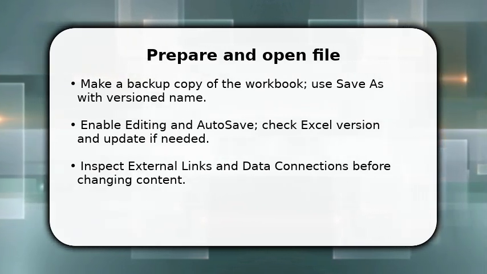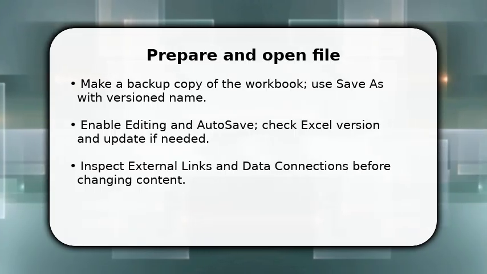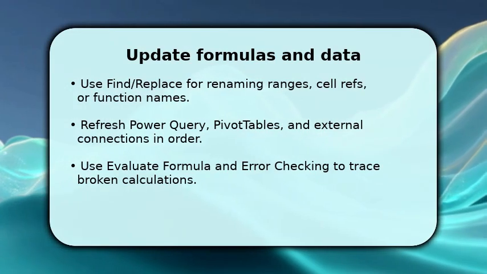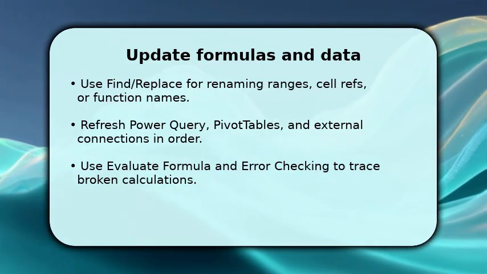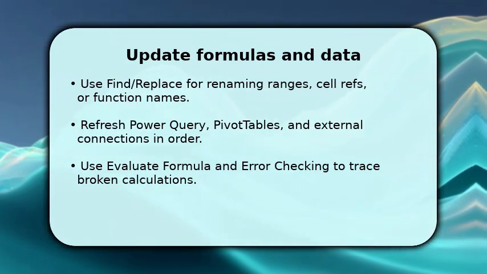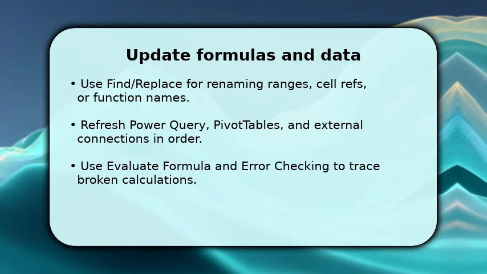You now handle the complex updates. Start by refreshing Power Query and pivot tables so cached data matches source changes. Then update named ranges and use find/replace to adjust recurring references quickly. Be cautious with whole word matches.